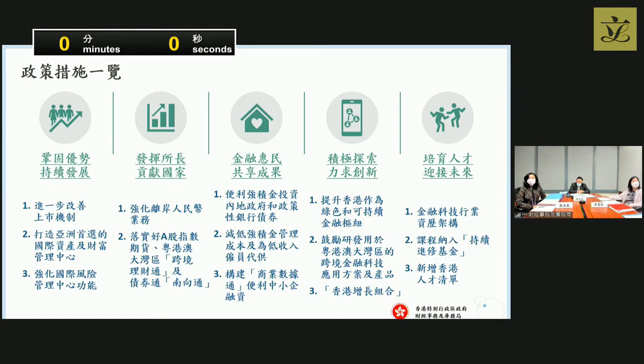And we'll strive to bolster Hong Kong's status as a global offshore renminbi business hub under the National 14th 5-year plan. We're conducting a feasibility study on allowing securities eligible for southbound trading under Stock Connect to be denominated in renminbi.